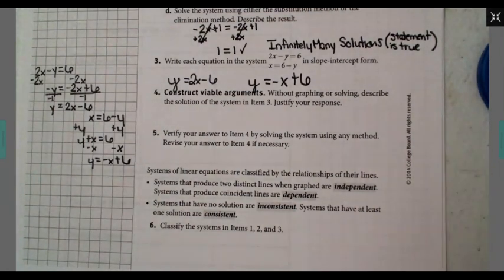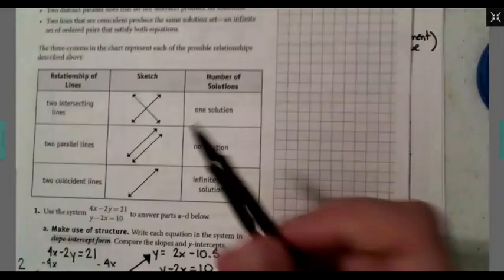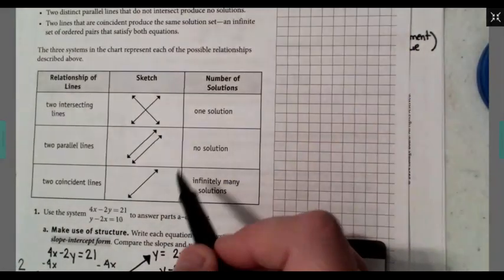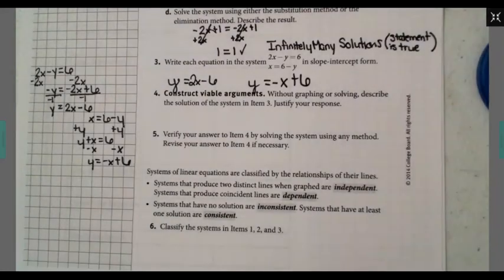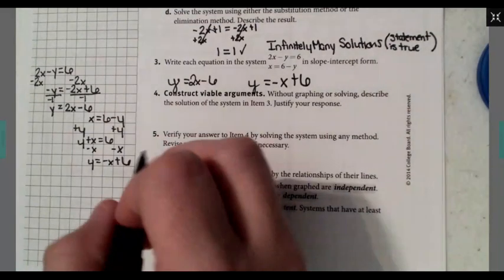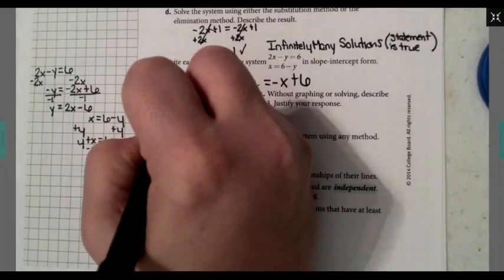Number 4, without graphing or solving, describe the solution of the system in item 3 and justify your response. So do you think I'm looking at parallel lines, one line, or intersecting lines? I think we're going to be looking at intersecting lines.